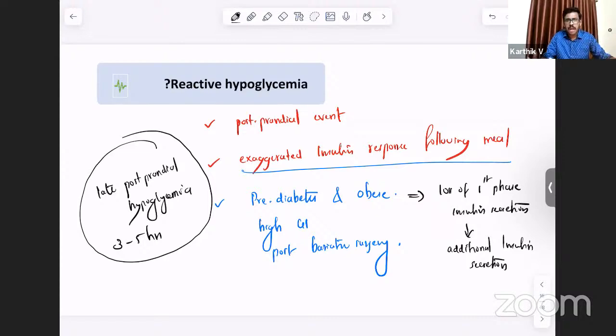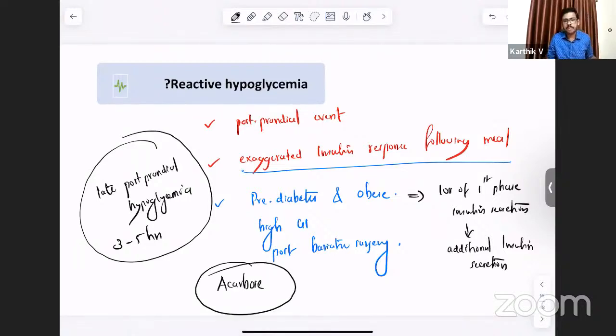And how do you manage these patients? You ask the patient to reduce weight. Some drugs may be useful, and you will ask the patient to take low glycemic index food. And one drug that could be useful in such a condition is acarbose, or the alpha glucosidase inhibitor. Why? The sharp rise in blood glucose is the one that is triggering the late insulin release. So at any cost, you will have to avoid that sharp rise in glucose.